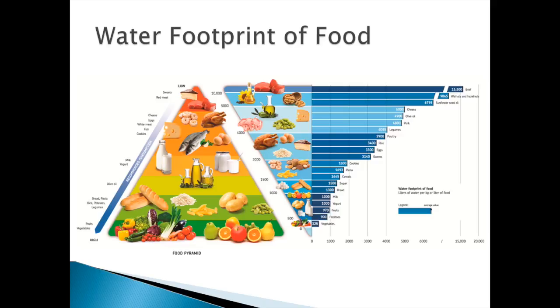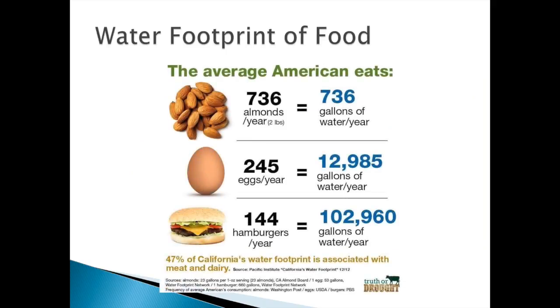What about your average diet? The average American eats 736 almonds per year, 245 eggs per year, and 144 hamburgers per year, which adds up to a total of 116,681 gallons. If we use this much water for 3 different food items, how much do you think we use for everything else we eat?